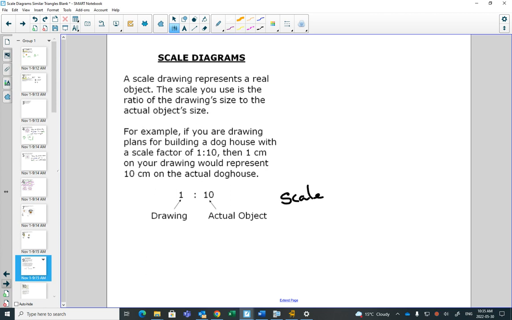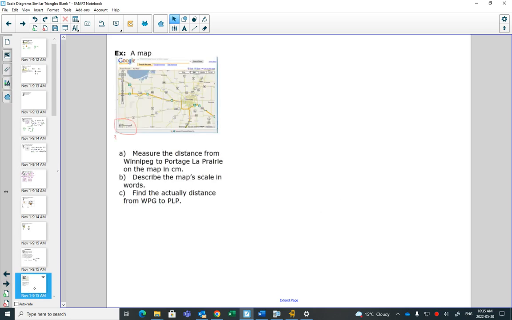Is it always drawn and then actual? Yeah. Well, I don't know if it's always, like some places might have it written differently, but they might clarify beforehand. So it's always the actual object divided by the drawing.